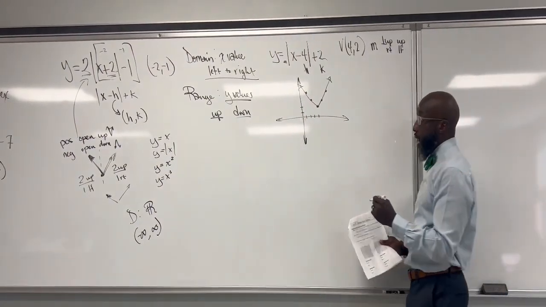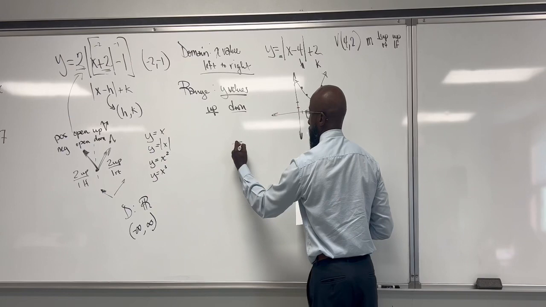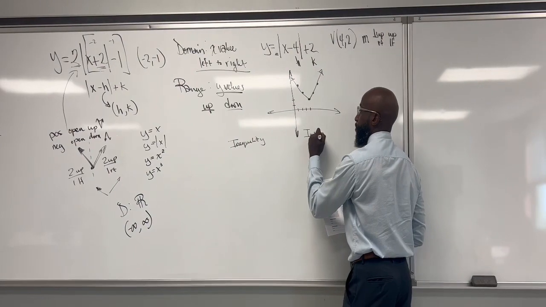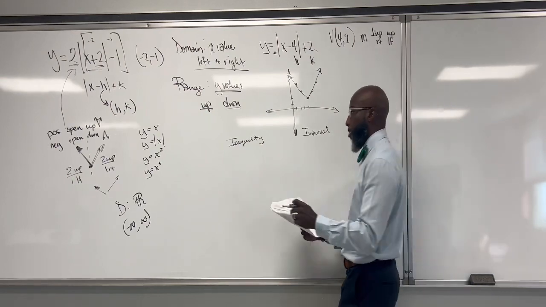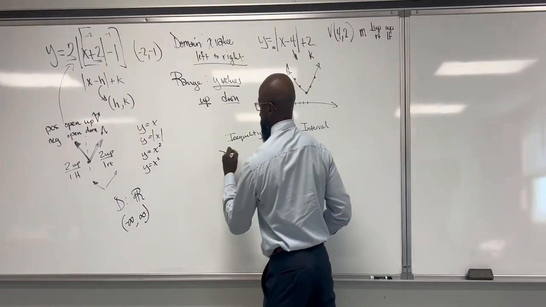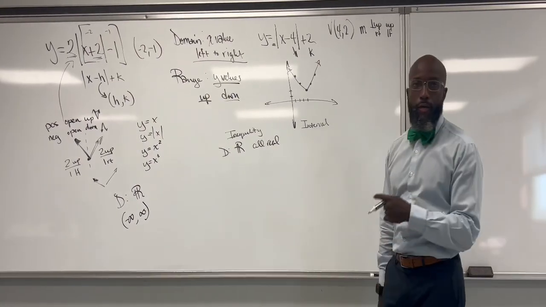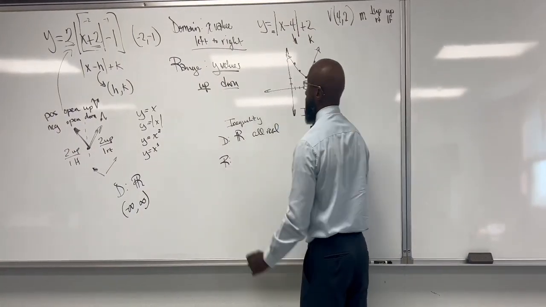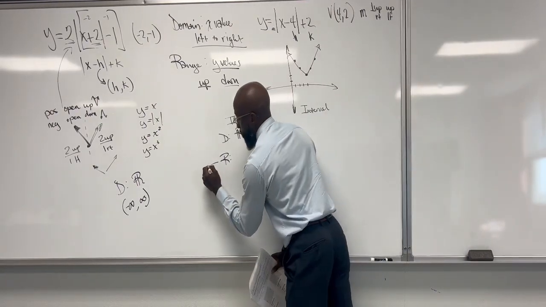Okay? Now, let's look at our notation. So we want to find our domain and range. We have two types. We have inequality notation and we have interval notation. Okay? For inequality notation, the domain is going to be all real numbers. It's going to go from negative infinity to positive infinity. Right? So inequality notation has the range. The range, we always start with the range.